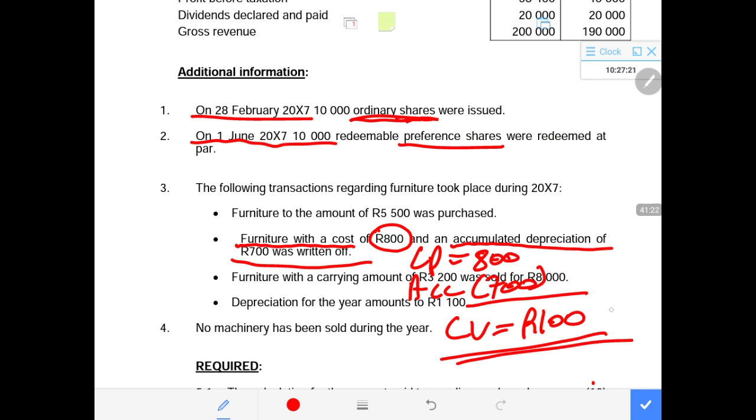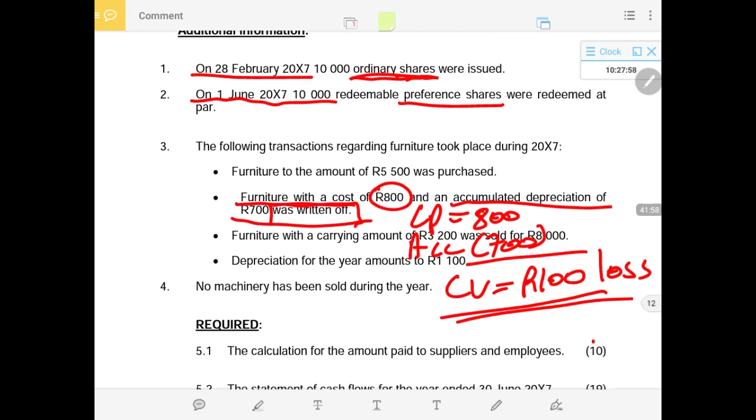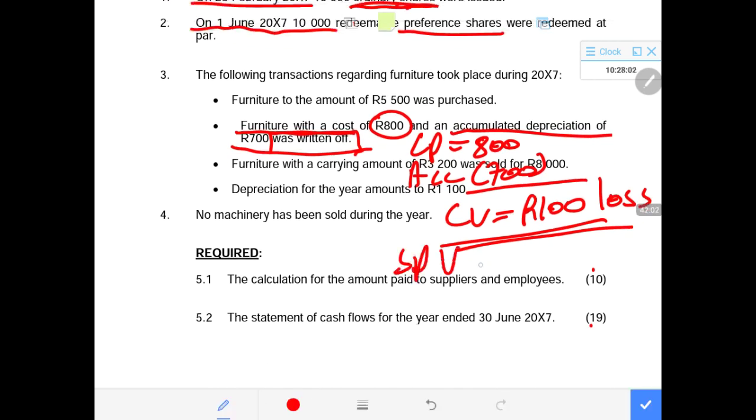So this 100 rand, remember, is the value of the furniture at the date the furniture was written off. That means this furniture was not sold. It was removed and written off. It did not have any value for it to be sold. So in this case, the whole 100 rand becomes a loss, because we had furniture with a value of 100 rands, and we did not sell it, and no money was received. That means the whole carrying amount becomes a loss. If we sold the furniture, we'd have to look at the selling price versus the carrying value. Therefore, we'd determine if we made a loss or a profit on the sale of the furniture. But in this case, there was no sale. We just wrote it off. Therefore, the full 100 rand becomes a loss.